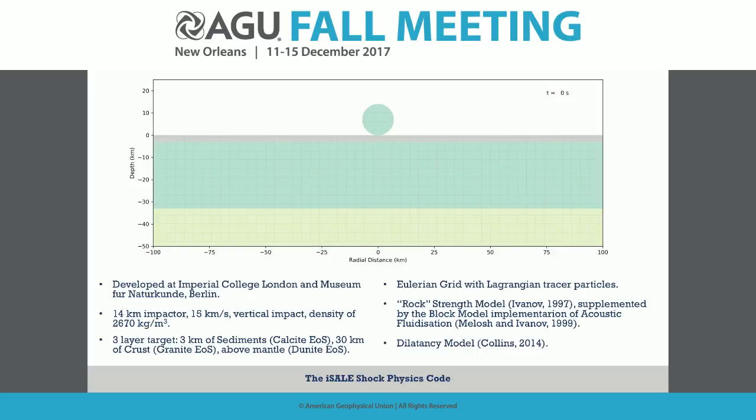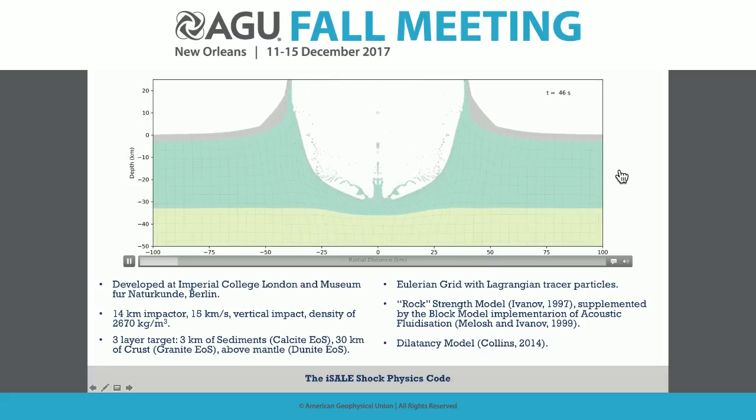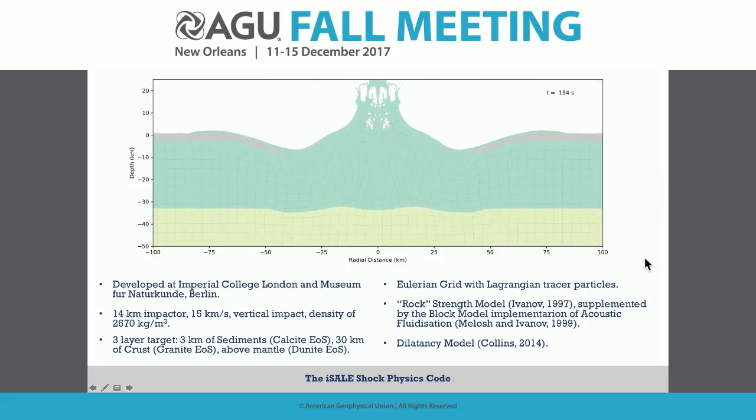So now I'm going to try and place that deformation within the context of the numerical simulations. What I'm doing here is I'm using the iSALE shock physics code, where we use a 14-kilometer diameter impactor traveling at 15 kilometers a second into a three-layer target of calcite sediments, granitic basement crust, and also dunite mantle. And hopefully my videos will work. So it's important to note that we use a rock strength model, which is supplemented by the block model implementation of acoustic fluidization. And within the simulation, we embed Lagrangian tracer particles. Now, these tracer particles follow an individual package of material as you move through the simulation. And this allows us to track the orientation of stress through the peak ring material as it moves around through the simulation.